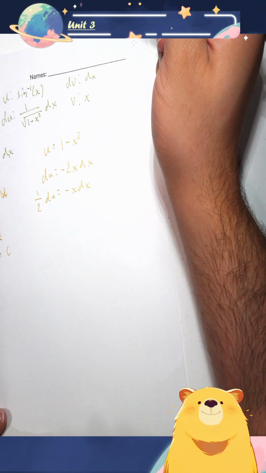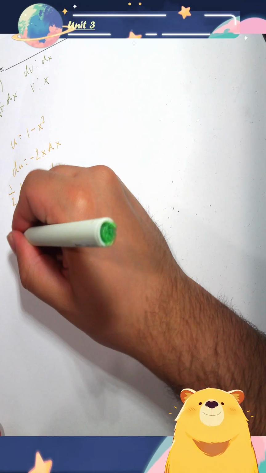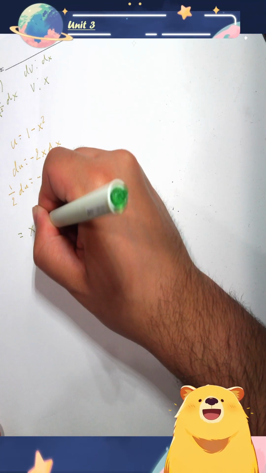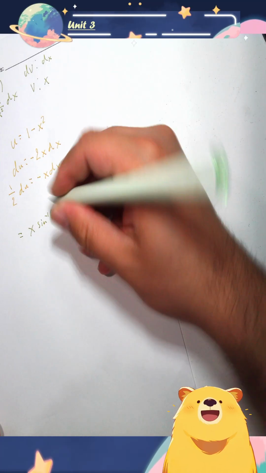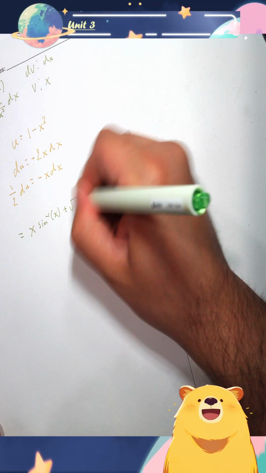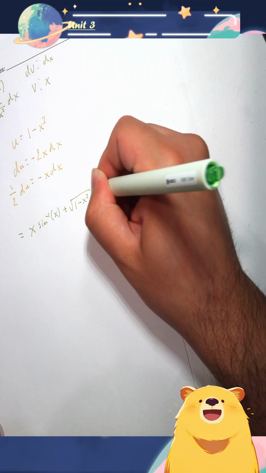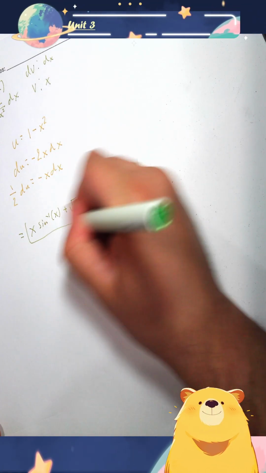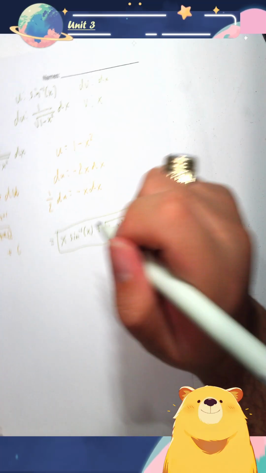And then we're going to go ahead and plug back in u to get the final answer. And the final answer is x sine inverse of x plus the square root of 1 minus x squared plus c. And that will be your final answer.